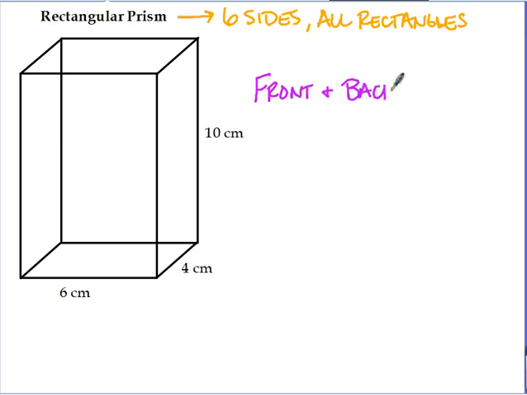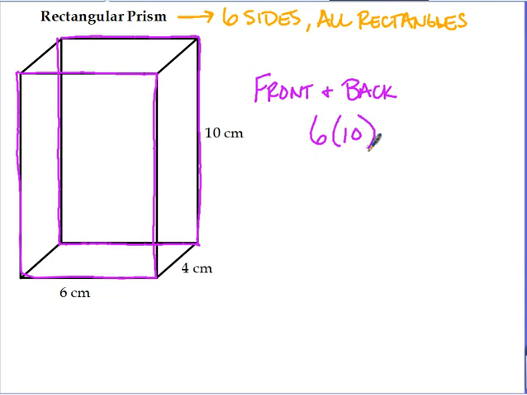So I'll try to outline them here in purple so you can see them. So here's the front. And then here's the back. Now I know it's 3-dimensional, so sometimes it's kind of hard to see. But the front and the back are both going to be 6 by 10. So length times width, 6 across the bottom here, 10 along the side, because all these sides are going to be 10. So that gives me 60. Now I'm going to multiply that by 2 because the front and the back. So that total is going to be 120.